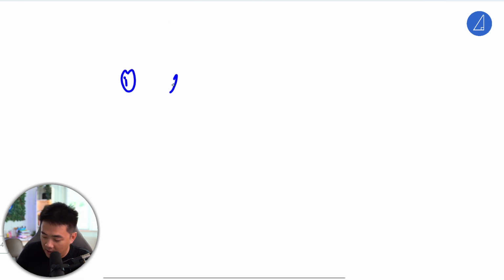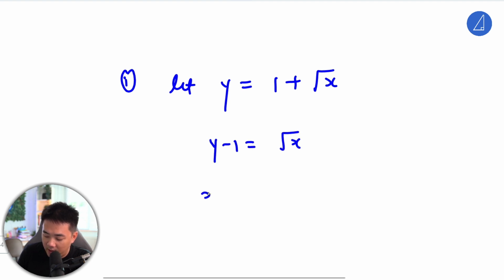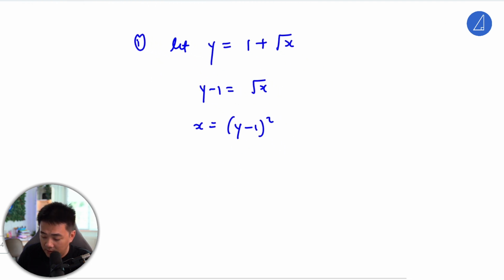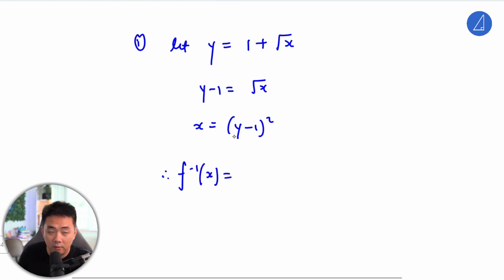So we just let y equal 1 plus root x. To find the inverse function, we just need to make x the subject. So y minus 1 is equal to root x, and we have x equals y minus 1 squared, right? Once done, we know that f inverse x would just be, we flip the y back to x, so this is x minus 1 squared.